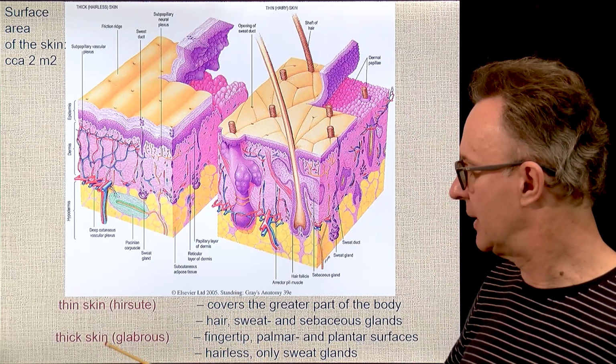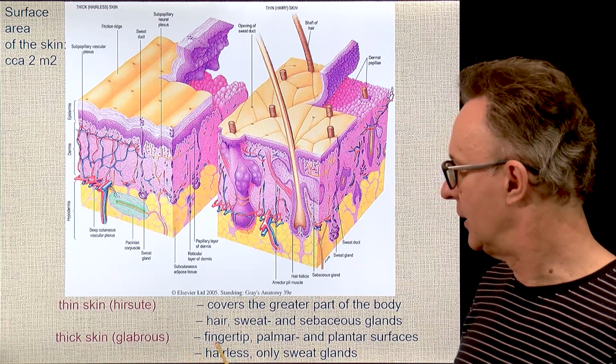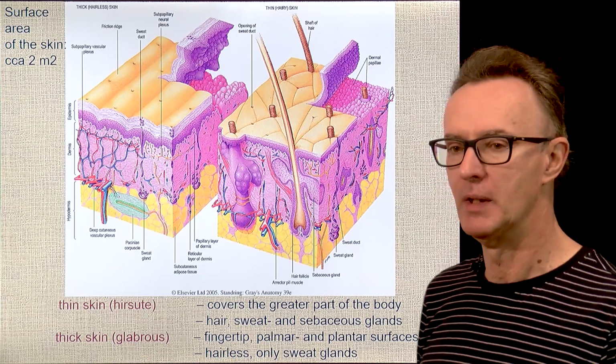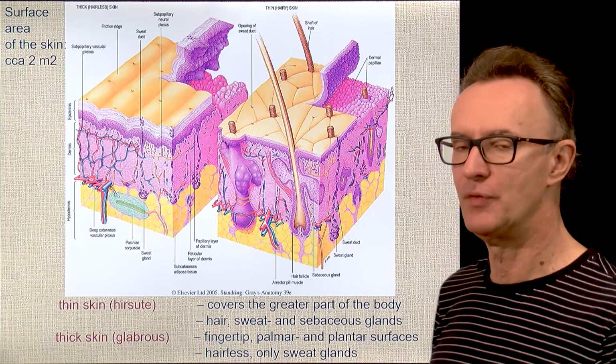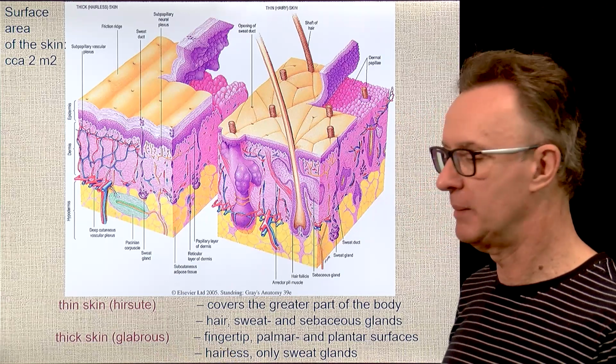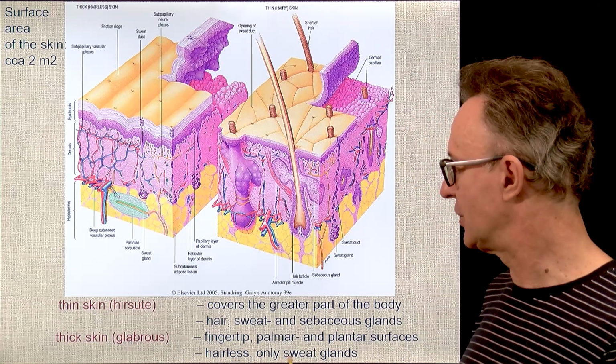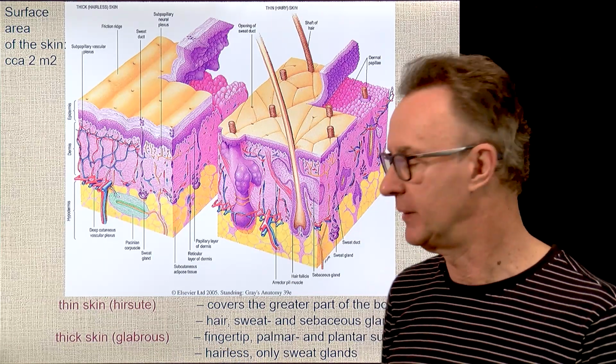And we have a so-called thick skin or glabrous skin, which doesn't have hair follicles, so this is a kind of hairless skin, and only sweat glands are found. This is typical for the palm and the sole, and also on the fingertip.